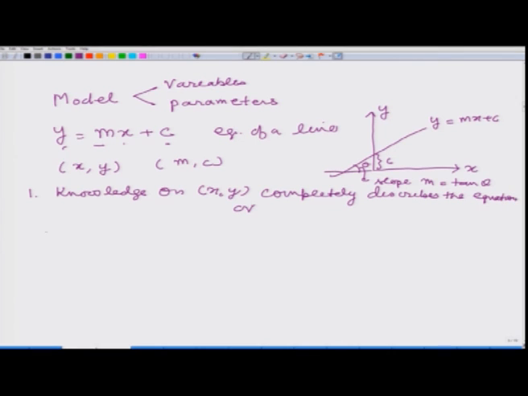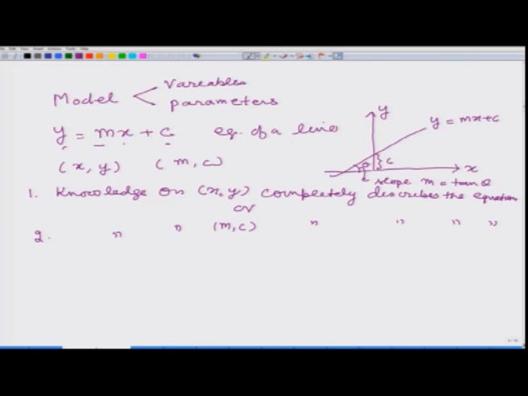Or the second sentence is this: knowledge on m and c completely describes the equation, because at this moment we are considering a simple equation. So, the second sentence is that knowledge on say m and c completely describes the equation. Now, what do you think? Which one is correct?